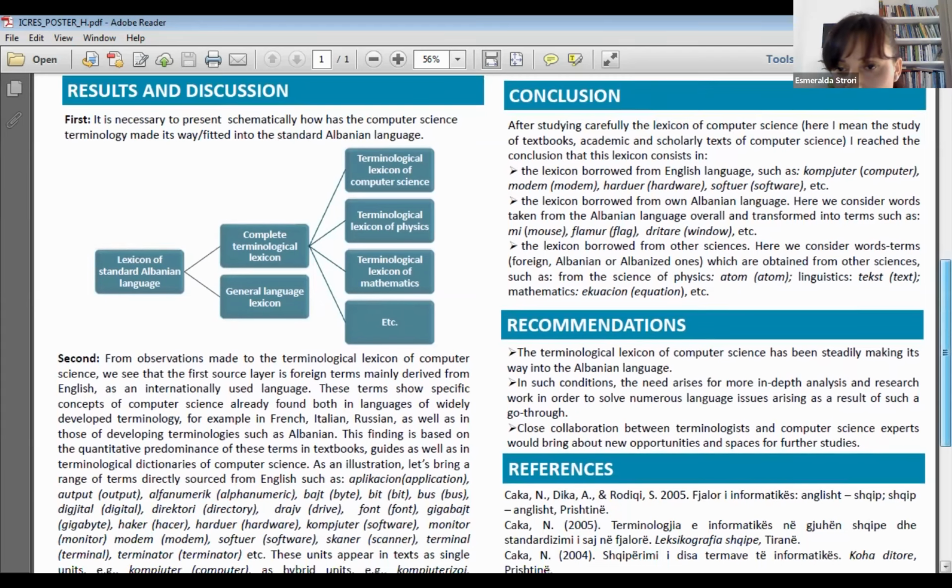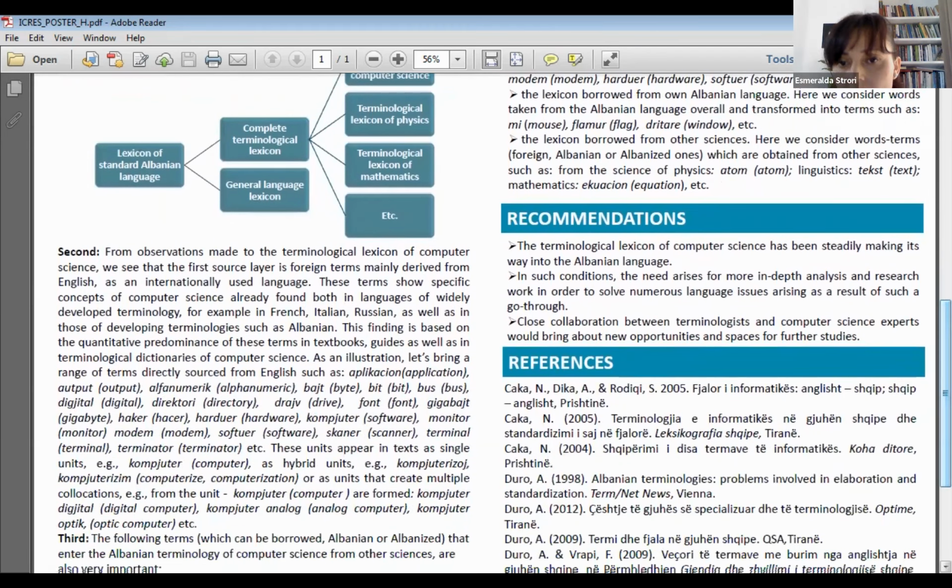And recommendations. The terminological lexicon of computer science has been steadily making its way into the Albanian language. In such conditions, the need arises for more in-depth analysis and research work in order to solve numerous language issues arising as a result of such a go-through. Close collaboration between terminologists and computer science experts would bring about new opportunities and spaces for further studies.